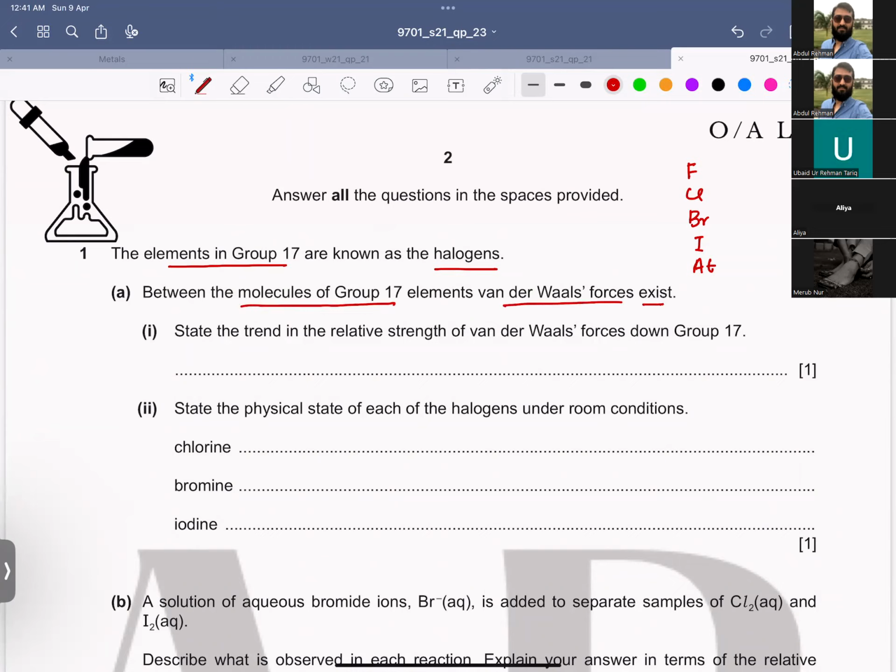This is the important thing, that all of these elements exist as diatomic molecules like this. And between these molecules, we have these van der Waals forces of attraction. State the trend in relative strength of van der Waals forces down the group 17.